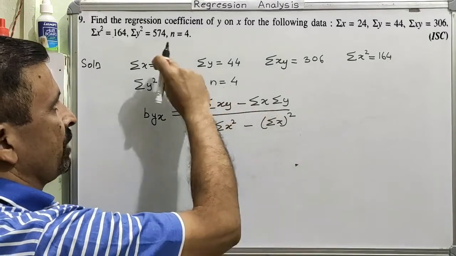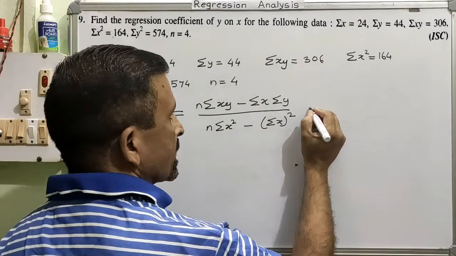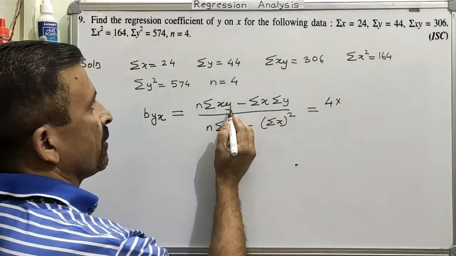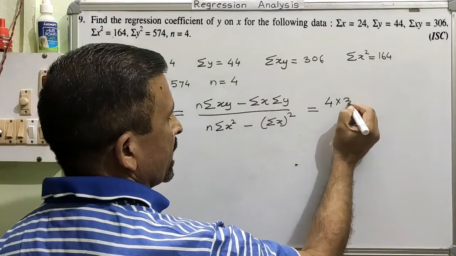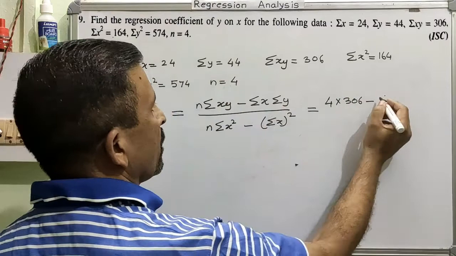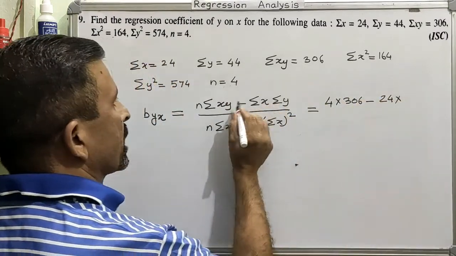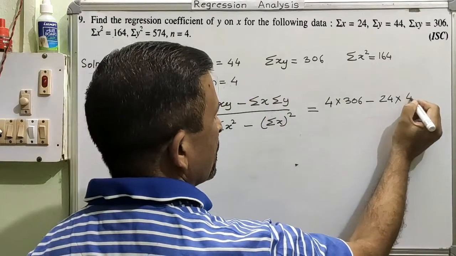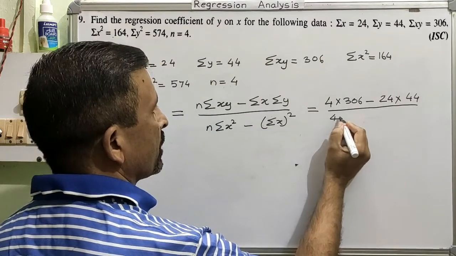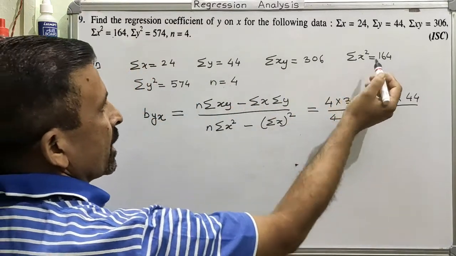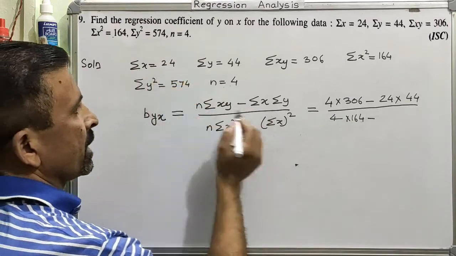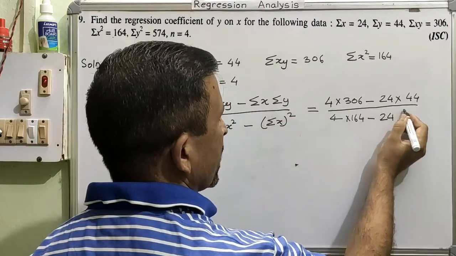So this is the formula which we can use and we can calculate. All this information we will get from the question. Clear? So let us begin. n is 4 into summation of the product of x and y, that is 306, minus sum of all the x, that is 24, into sum of all the y, that is 44, divided by n is again 4, into sum of all the x square. Where is x square? This one. So into 164, minus sum of all the x, that is 24, and its whole square. So 24 whole square.